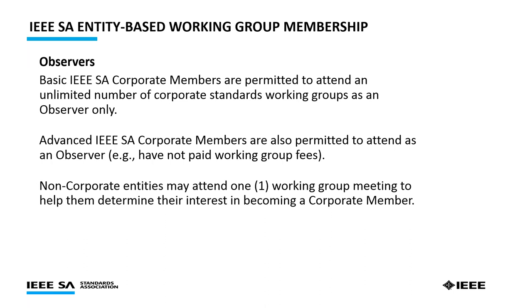So observers: if you only pay the basic IEEE corporate member fee, you are permitted to attend the working groups as an observer, which means you have no voting rights, but you can observe all the meetings. But to be honest with you, in my humble opinion, that is not really worth the money. So my recommendation, if you really want to participate in an entity-based working group, or if you want to initiate your own entity working group, I would strongly recommend you become an advanced corporate member so that you have the full privileges of the IEEE SA advanced corporate membership.